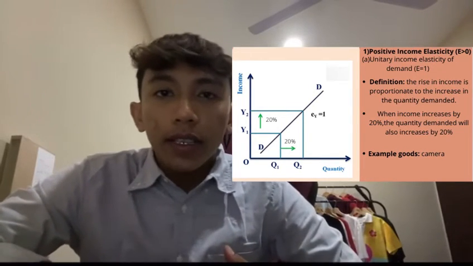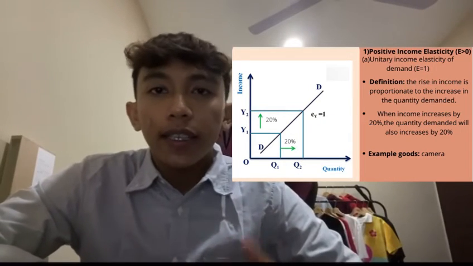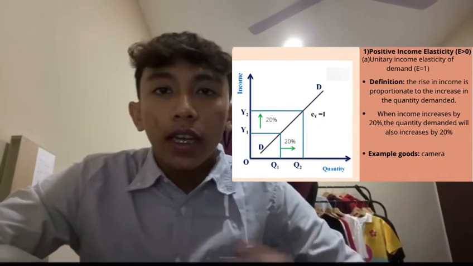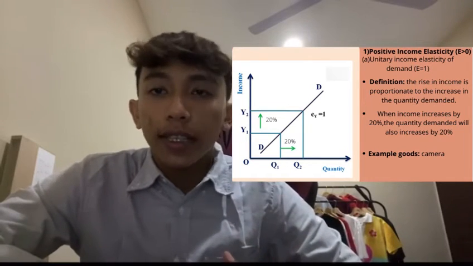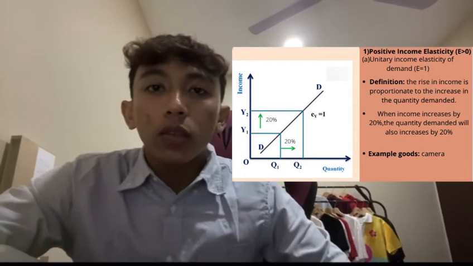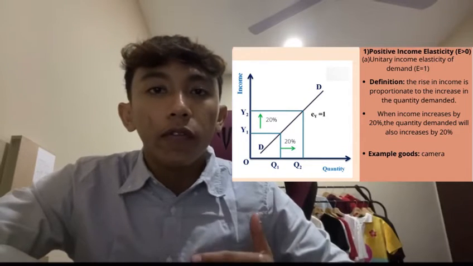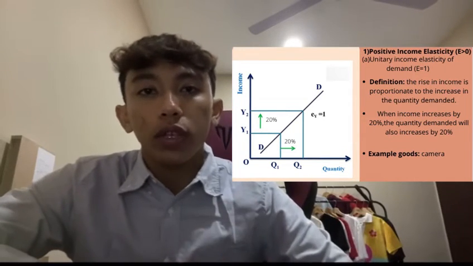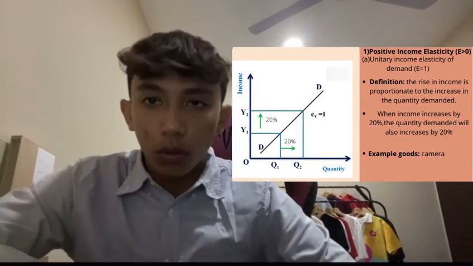Okay, first is unitary income elasticity of demand. Unitary income elasticity is when the rise in income is proportionate to the increase in the quantity demanded. Example, a good for positive income elasticity is camera. Based on this figure, when income increases by 20% from Y1 to Y2, the quantity demanded for camera will also increase by 20% from Q1 to Q2.